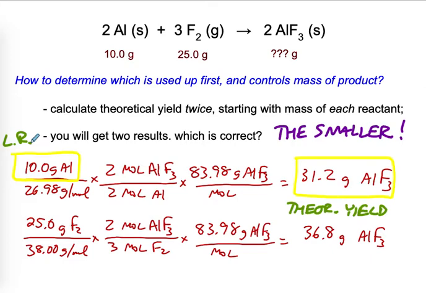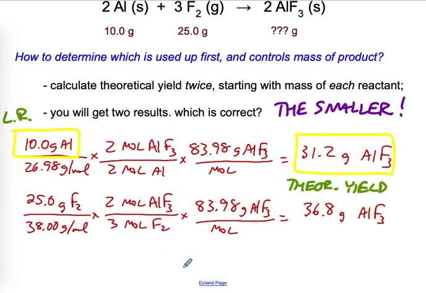Okay? Again, I cannot get 36.8 grams of aluminum fluoride from 25.0 grams of fluorine because there's not enough aluminum. Just like in the pancake analogy, I can't predict the amount of pancakes from 6 cups of mix because I only had 4 eggs. Exactly the same process. Now, the last part of the question is, how much of the fluorine will react?